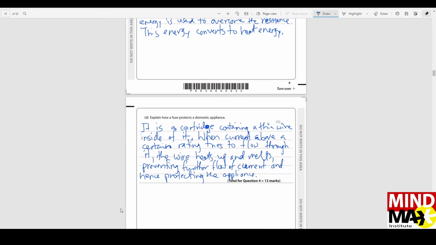Explain how a fuse protects a domestic appliance. So a fuse is basically a cartridge containing a thin wire inside of it. When current above a certain rating tries to flow through the fuse, the wire heats up and melts. The wire inside of the cartridge melts. So if the wire melts, that makes the circuit incomplete, prevents further flow of current, and hence protects the appliance.